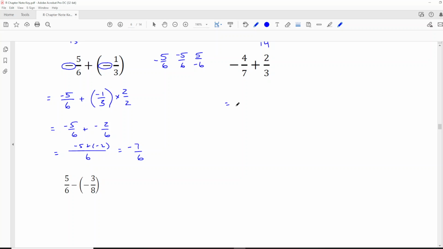Again, I want to create a common denominator. Looking at 7 and 3, I would take multiples of 7. 7 times 2 is 14, 3 doesn't go in. 7 times 3 is 21, 3 goes in. So I'm going to create a common denominator of 21. To get that, I'm going to multiply this first fraction by 3/3, which gives me negative 12/21. And I'm going to multiply this fraction by 7/7, which gives me 14/21. Then, since I have that common denominator, I can do negative 12 plus 14 over 21, which gives me 2/21. And that is fully simplified.